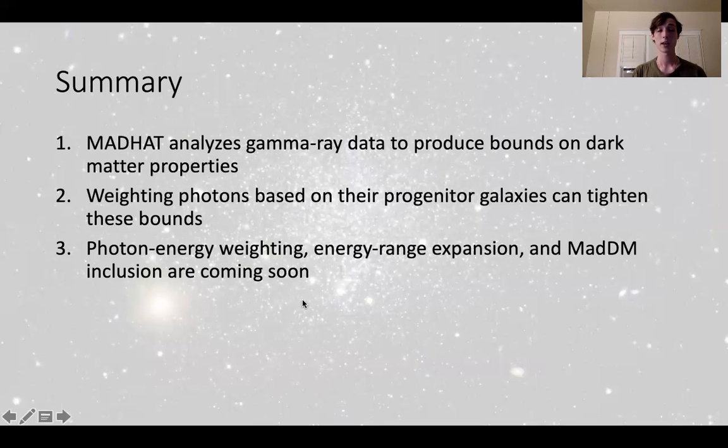So in summary, MadHat analyzes gamma ray data to produce bounds on dark matter properties. Weighting photons based on the galaxies they originate from can tighten these bounds, which is why I'm trying to add galaxy weighting functionality to MadHat at the moment. And photon energy weighting, energy range expansion, and MadDM inclusion are coming soon.